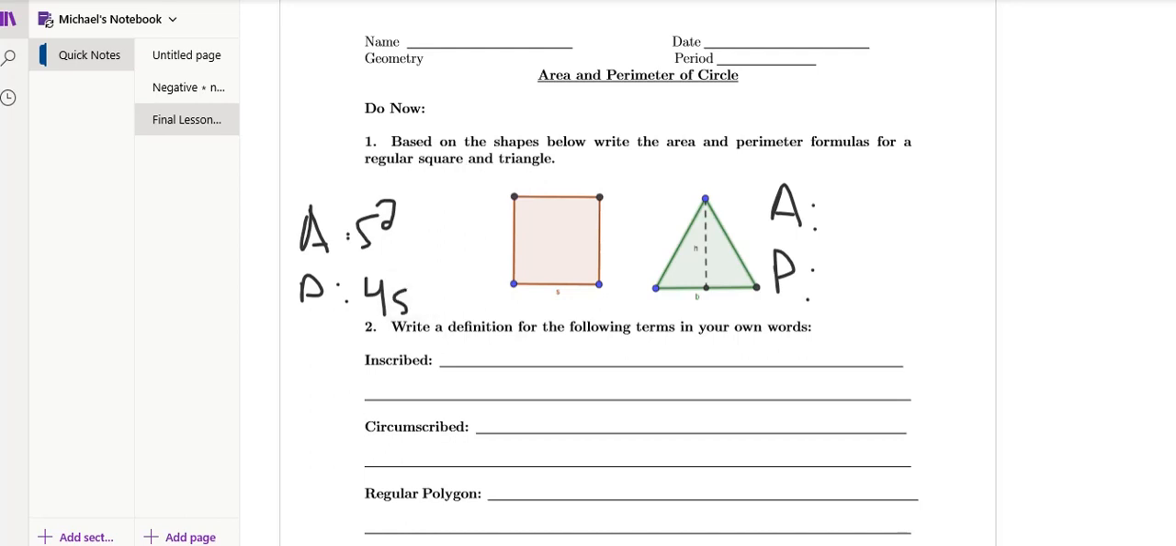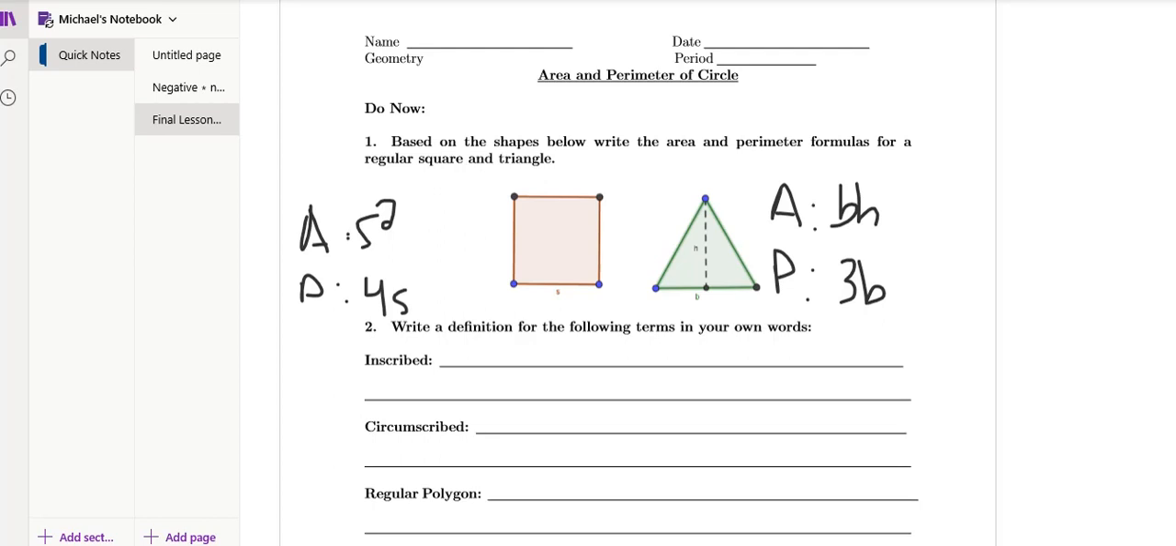Okay, and the area formula for a triangle is one half base times height. So we know that area equals one half base times height. And since it's a regular triangle, we know that all of the sides are the same length. And since one of the sides is labeled B, we know that the perimeter is B plus B plus B, and so we can write that as just 3B.